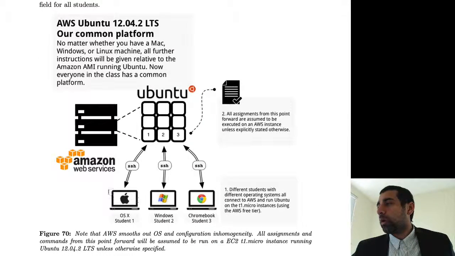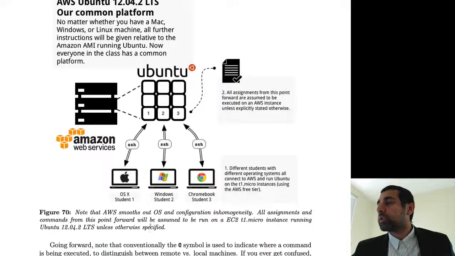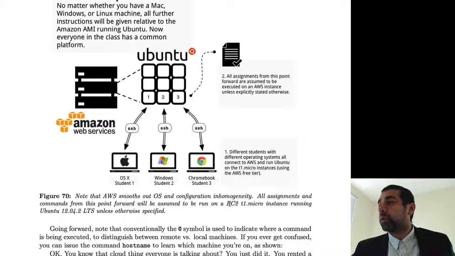So you can imagine many different students. One person is running OS X, one person is running Windows, one is running a Chromebook or something even more exotic, and all of them can connect via SSH to their own T1 micro instance, which is a slice of a much larger computer. And all assignments from this point forward are assumed to be executed on an AWS instance unless explicitly stated otherwise. So this smooths out OS and configuration inhomogeneity, and we can just assume that you're going to be running a T1 micro instance with Ubuntu 12.04.2 LTS unless otherwise specified. So that's really what all the assignments in the class will be relative to.